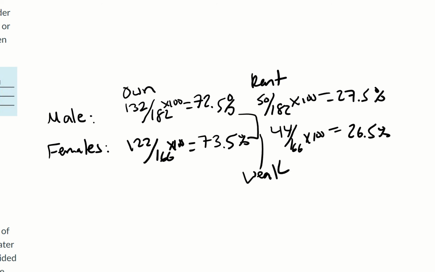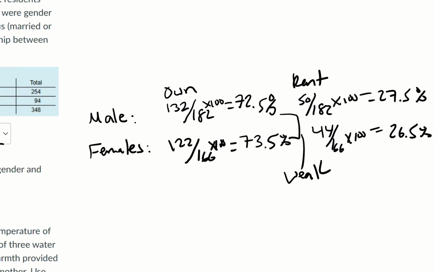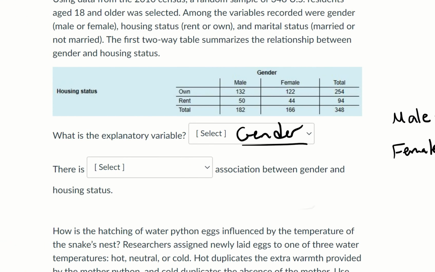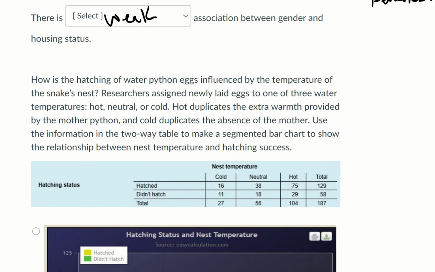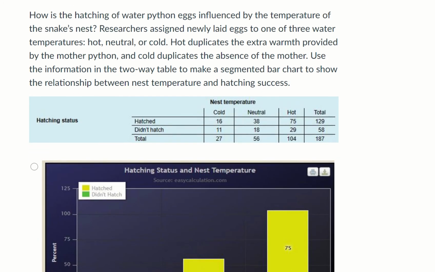Okay, if it was exactly the same, there would be no association whatsoever. Okay, and so we'll say that this is a weak association. Weak association because, you know, being female increases that percentage by a little bit.